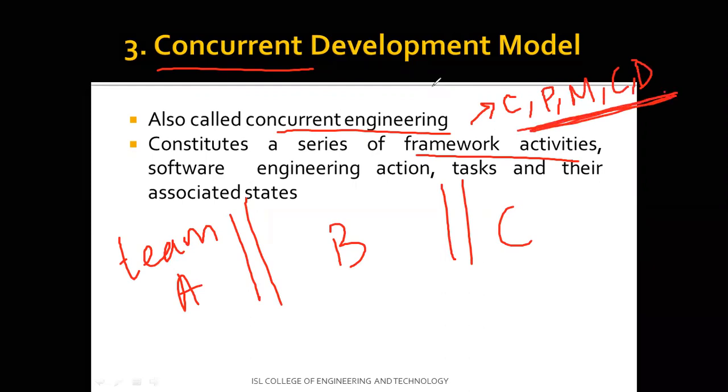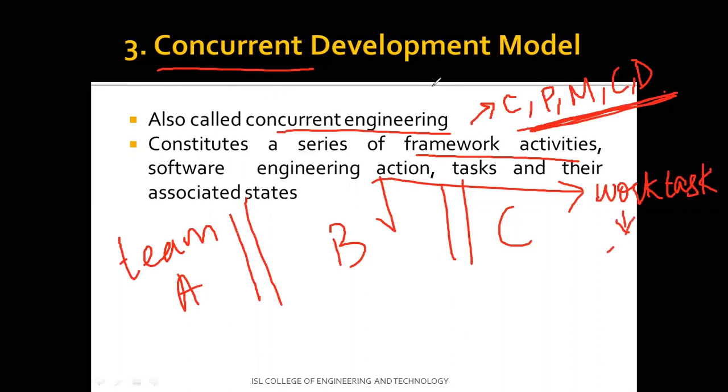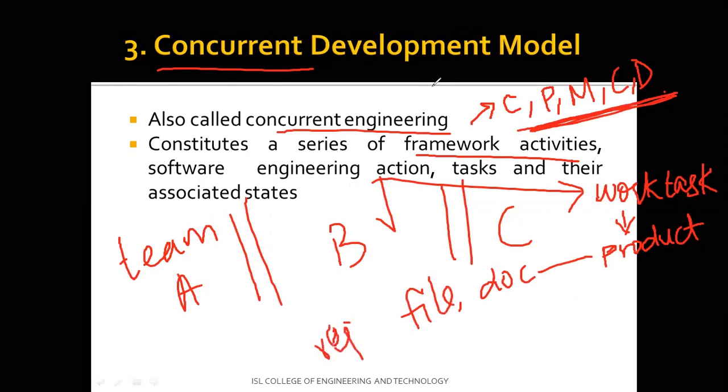Then software engineering actions. What are the software engineering actions? They can be the work tasks, that is, the different steps that you're following. Then you've got work products, that is, what document, what file, or a particular report this can be. And how you're going to assure the quality of a particular software. These are the things that are going to be there within the concurrent development model.